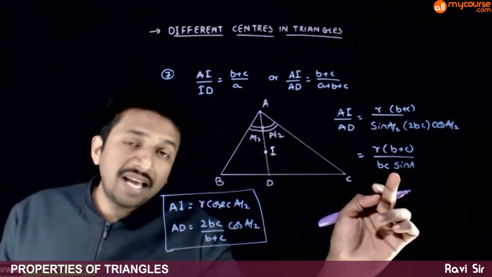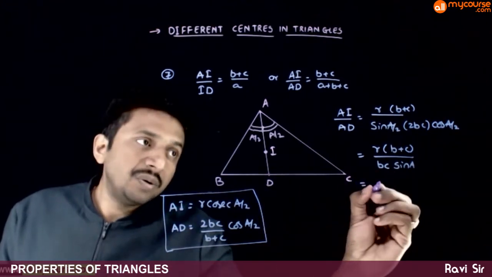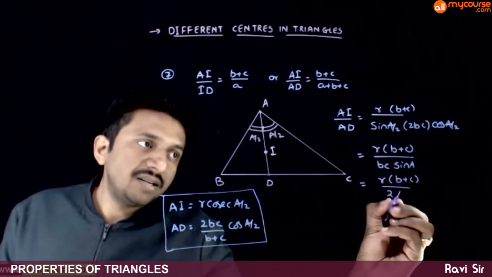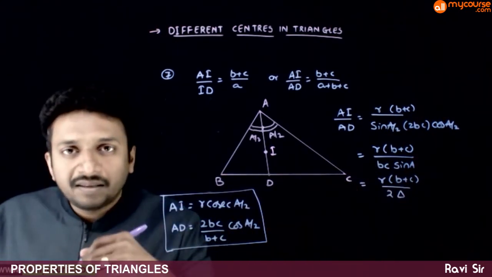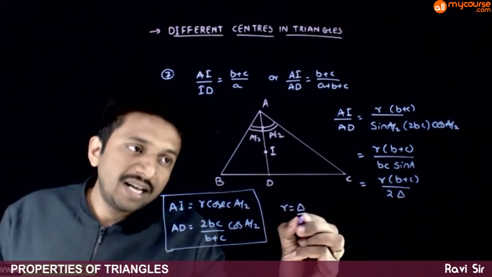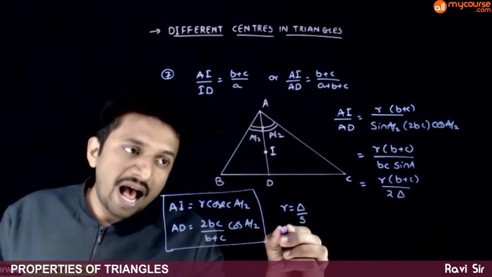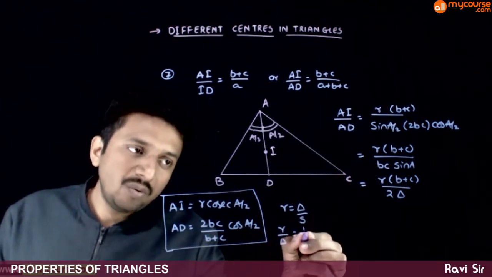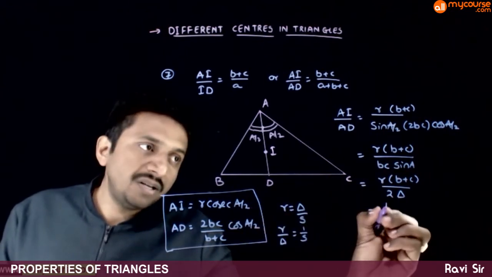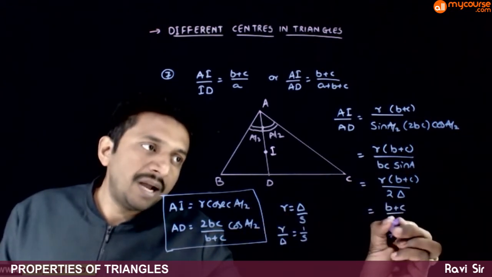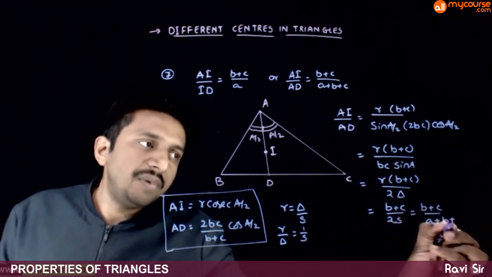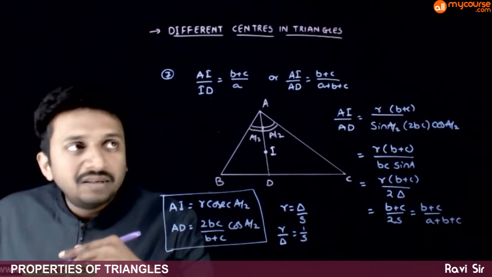Now half BC sine A is nothing but delta. So R times B plus C by BC sine A is 2 delta. Now we know that R is equal to delta by S, or R by delta is equal to 1 by S. So R by delta is 1 by S. So S comes in the denominator. So B plus C by 2S, which is B plus C by A plus B plus C.